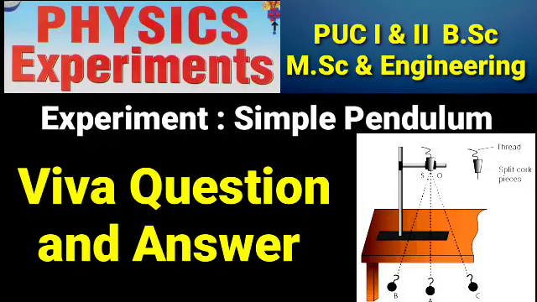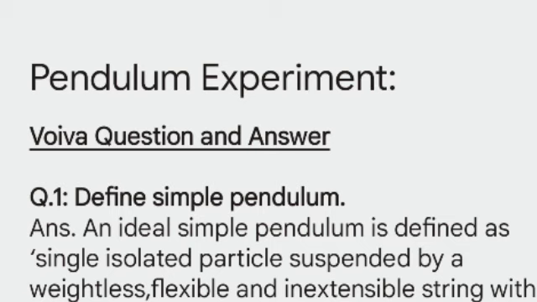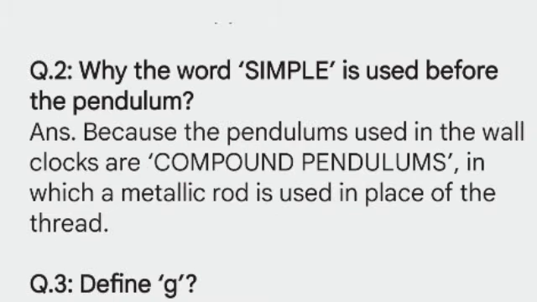Viva questions and answers for a simple pendulum experiment. The first question: define a simple pendulum. Answer: an ideal simple pendulum is defined as a single isolated particle suspended by a weightless, flexible and inextensible string with a frictionless support.